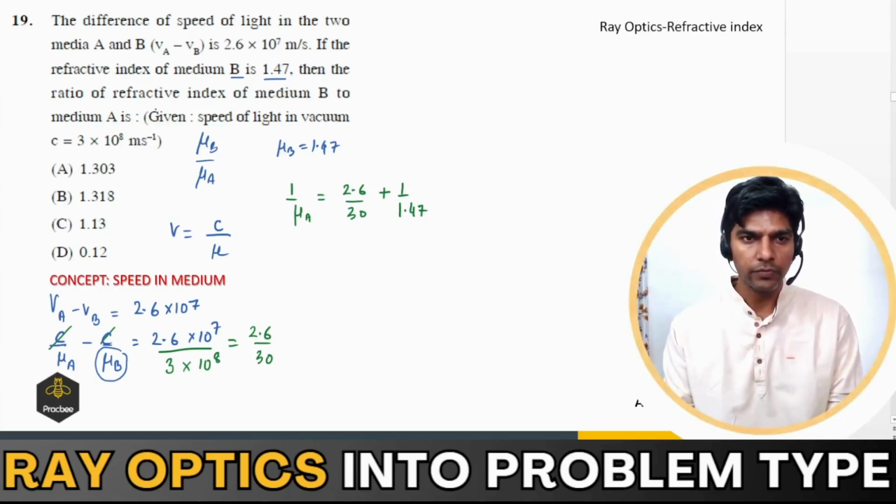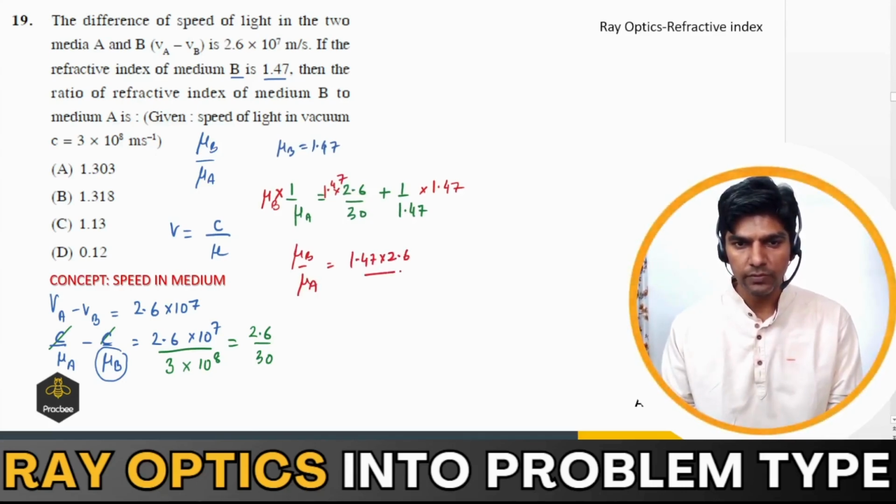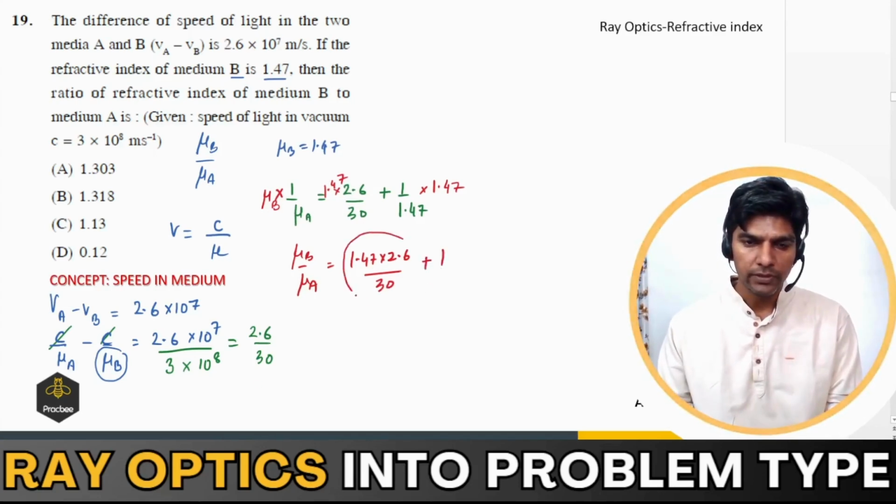Now what we can do is multiply the left hand side with mu B and the right hand side with mu B, and mu B is 1.47. So it will be mu B by mu A, and this comes out to be 1.47 times 2.6 divided by 30, plus 1. So we have to find what this value is, and we'll get the answer.